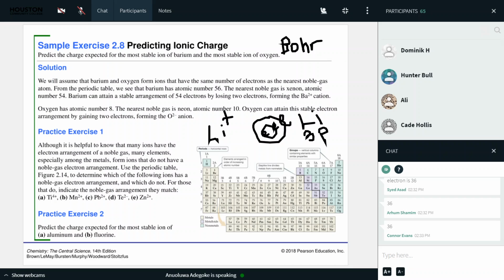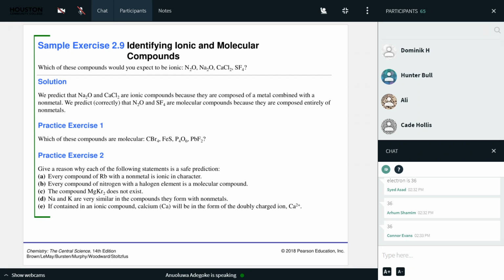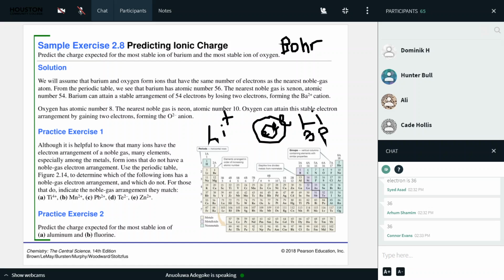Okay, so now let's move on to naming, because we really need to know how to name. All right, so predict what charge you expect for aluminum. Aluminum is the metal in group 3. So basically, the charge there is 3 plus.